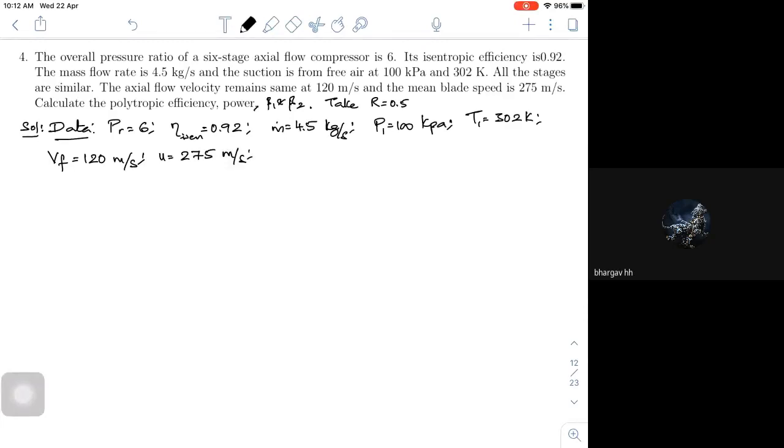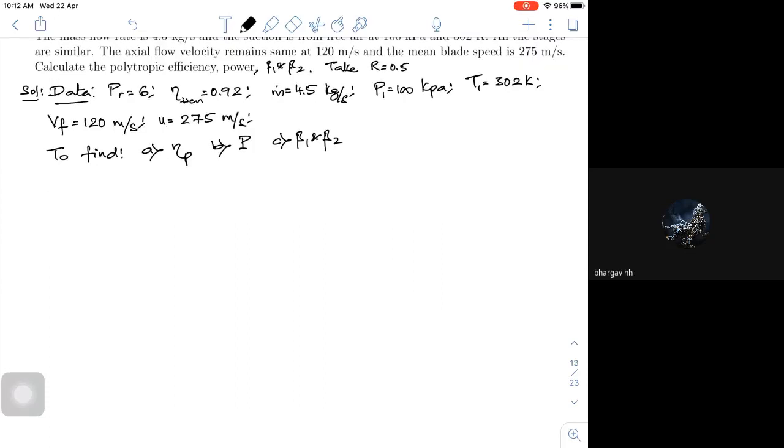What are we supposed to find? A, the polytropic efficiency, this is eta P, and B, the power produced, that is P, which is the mass flow rate multiplied by the specific work done. Then C, something extra, that is beta 1 and beta 2. These are the blade angles, because I am trying to draw the velocity triangles. Here the blade angles are not given. Let's also find that.